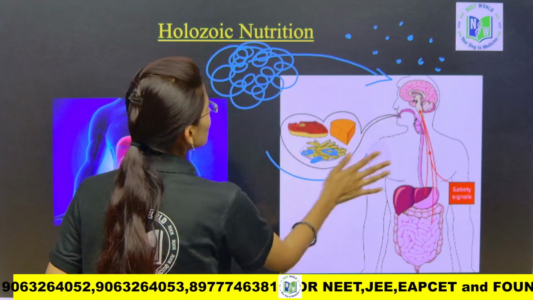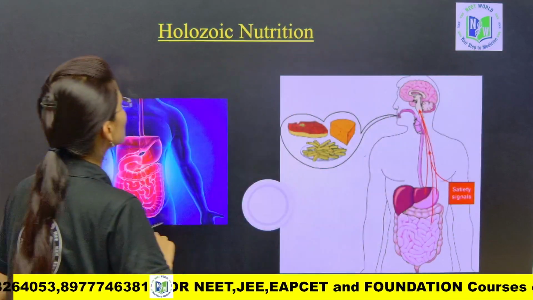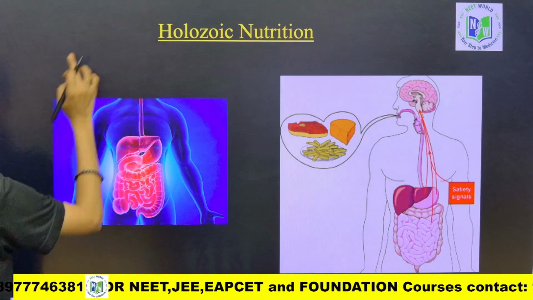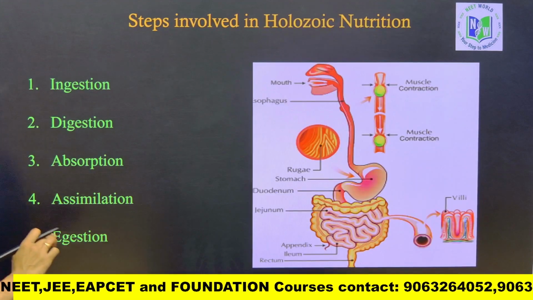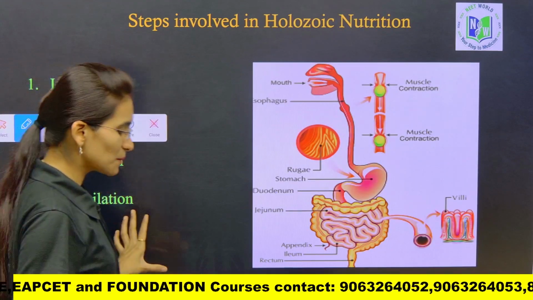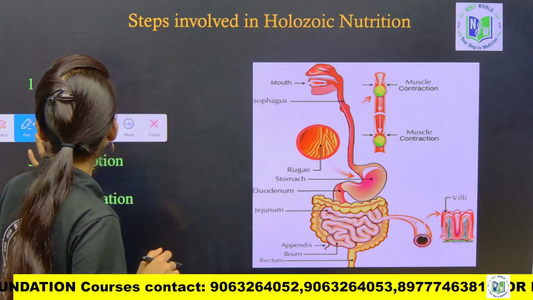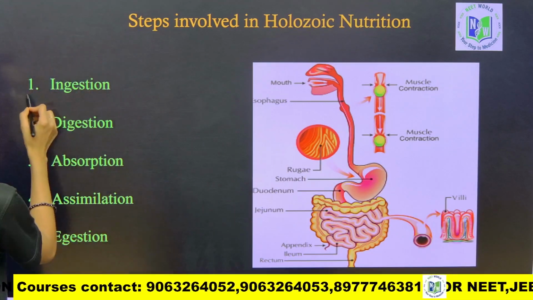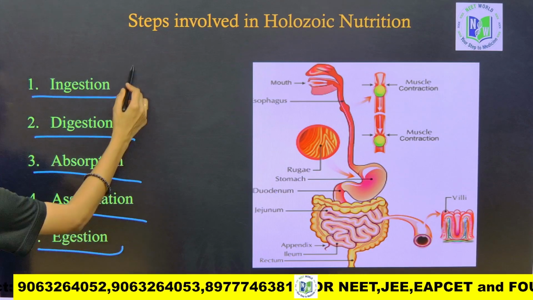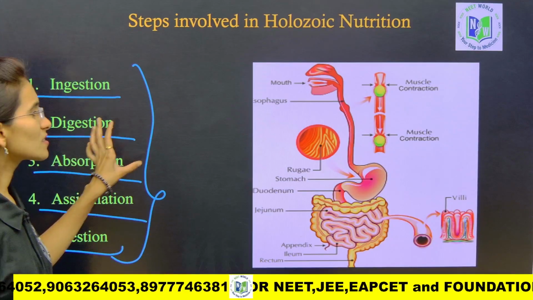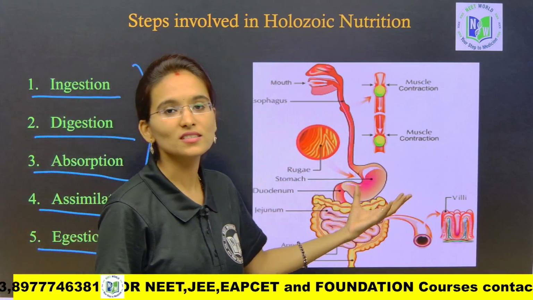Now we are going to see the main steps involved in the Holozoic mode of nutrition. Generally, there are 5 different steps, which are very easy to remember, my dear students. These are the 5 processes involved in the Holozoic mode of nutrition: ingestion, digestion, absorption, assimilation and egestion. The picture given here is showing the digestive system, right students?